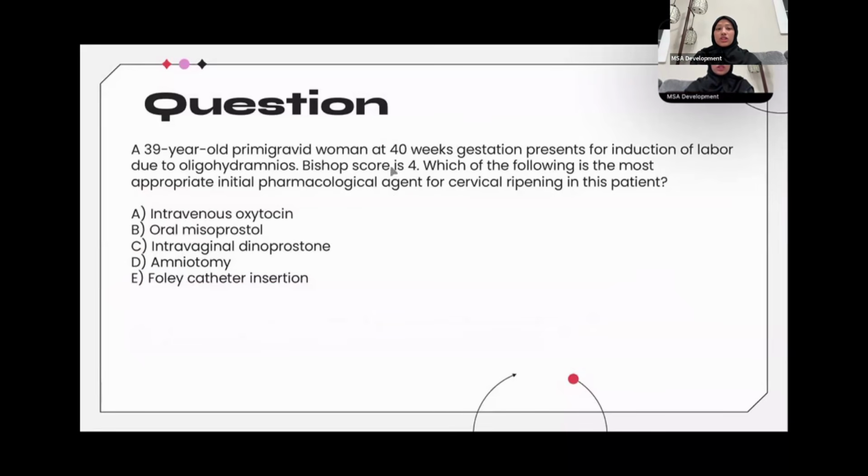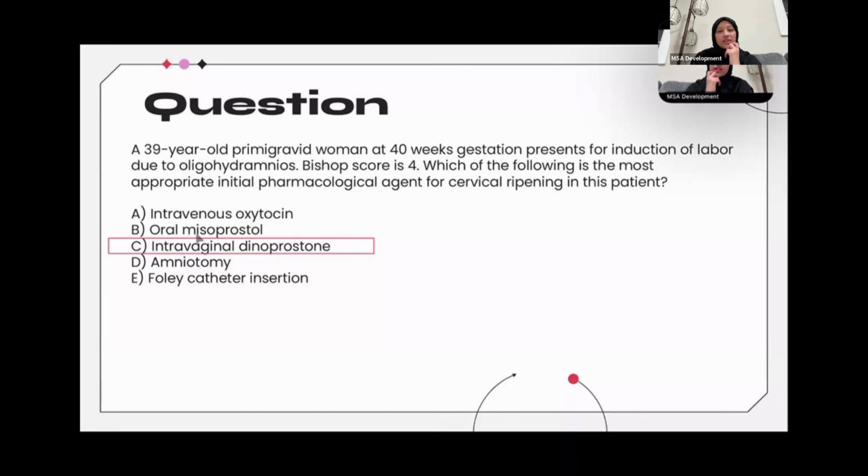40 weeks gestation, Bishop score is 4, not ready. What do you do next? You give prostaglandins, right? Which of these is the prostaglandin? It is the intravaginal dinoprostone, right?